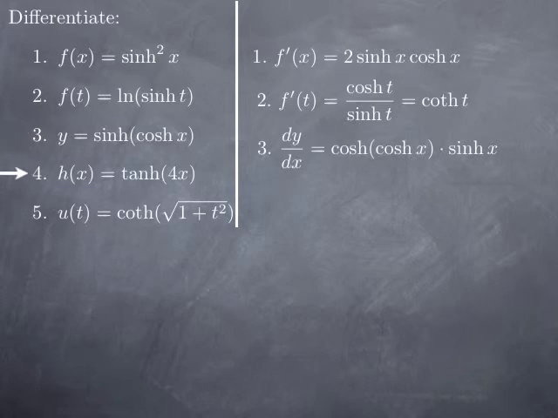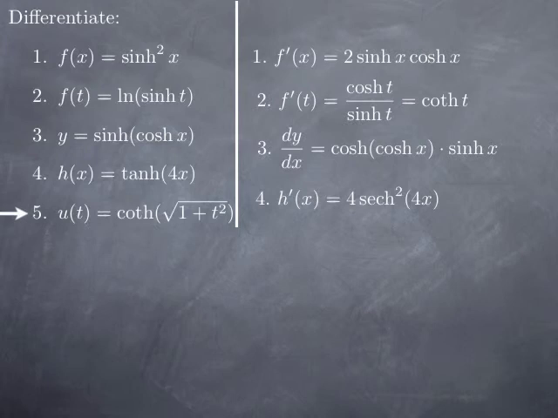Again, number 4 is again a composite, and we have the hyperbolic tangent of 4x. So what I'm going to obtain is the derivative of the hyperbolic tangent. We've seen that it's the hyperbolic secant squared, evaluated at the function inside, so that will be evaluated at 4x. Then we have to multiply by the derivative of the function inside, so we have a 4 that pulls out. And we obtain 4 sech squared of 4x.